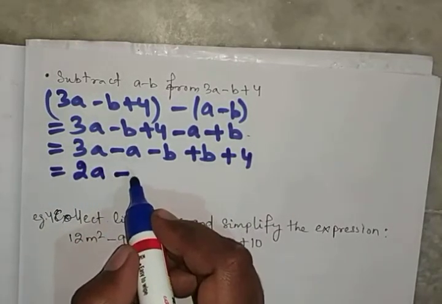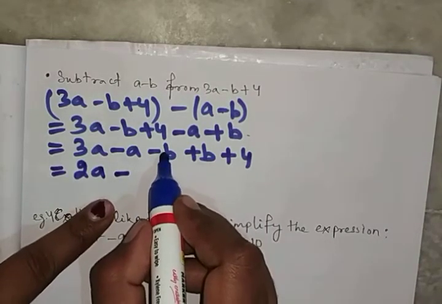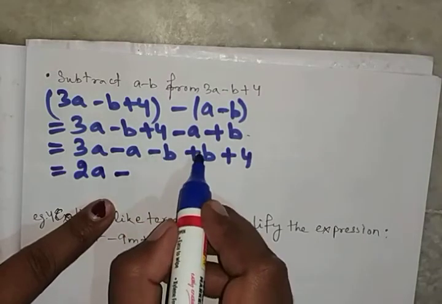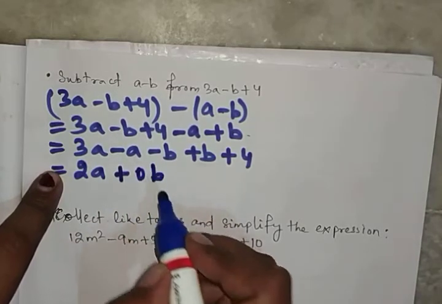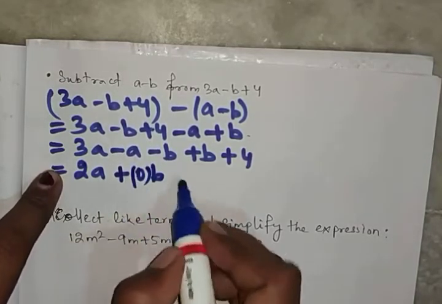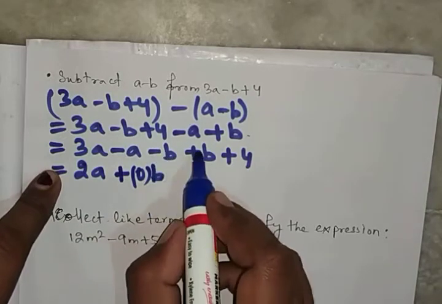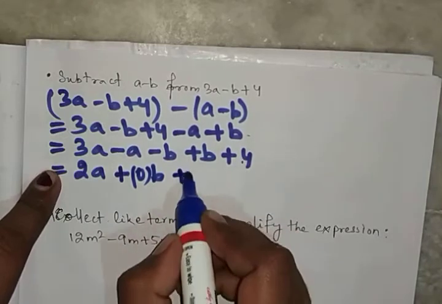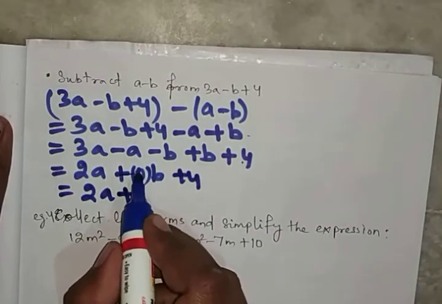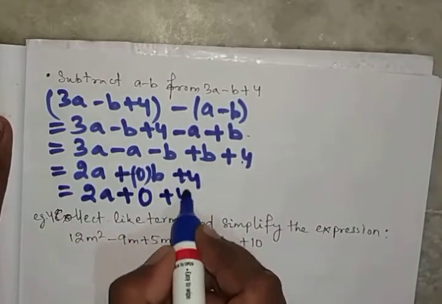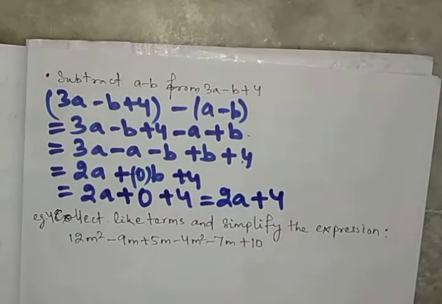Next is minus 1 plus 1. Minus 1 plus 1 equals 0. So plus 0b, because minus b plus b: here minus 1 is there, here plus 1. Next it is 4. So what can you write? 2a plus 0 into b, which is 0, plus 4. You can write it as 2a plus 4. Like that you can do subtraction also.